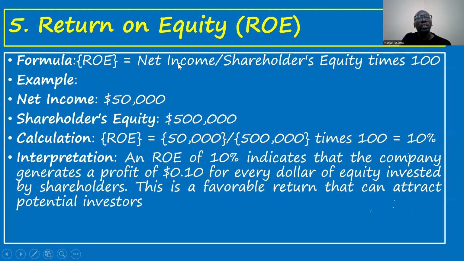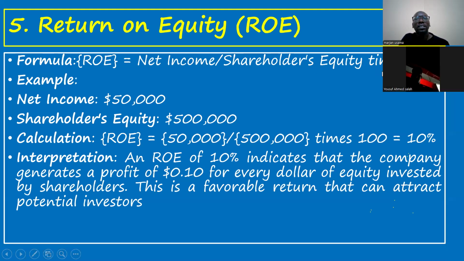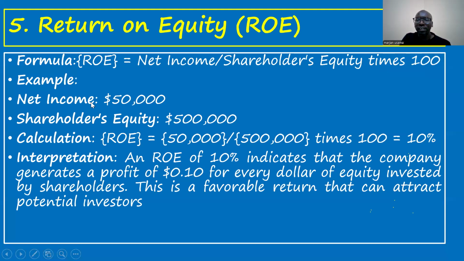Then the return on equity. The return on equity is the net income divided by shareholders' equity times 100. So you'll be given the net income and the shareholders' equity. So the formula is 50,000 divided by 500 times 100. What do you get? 10%.